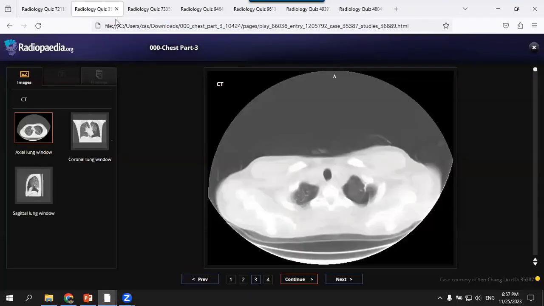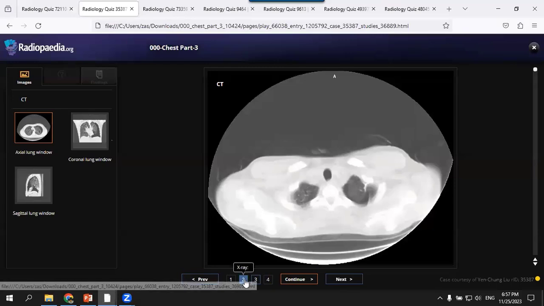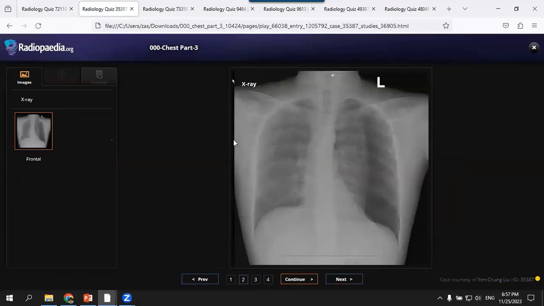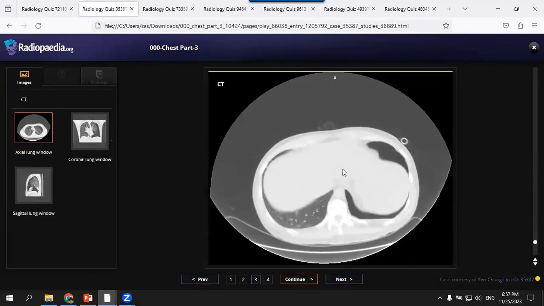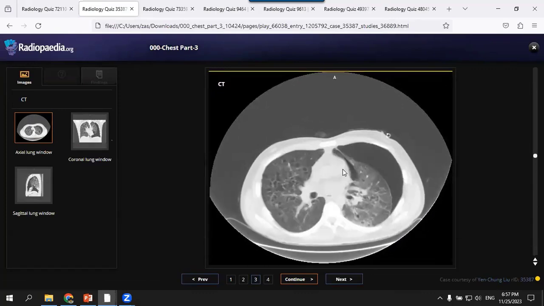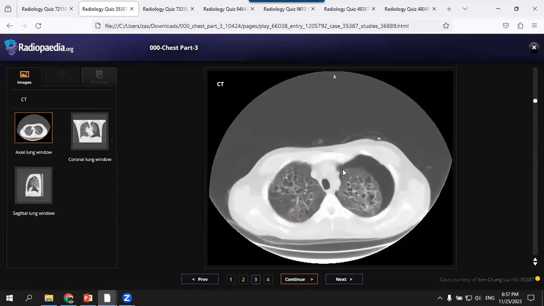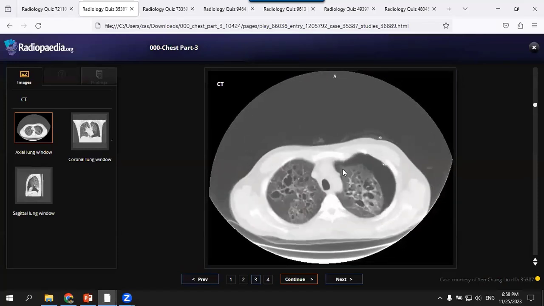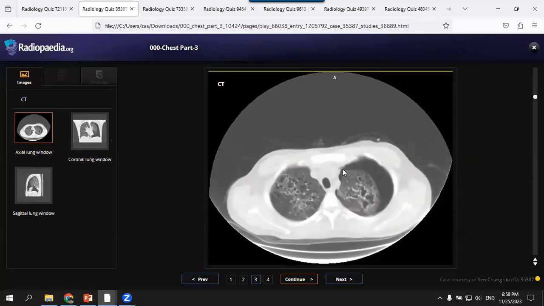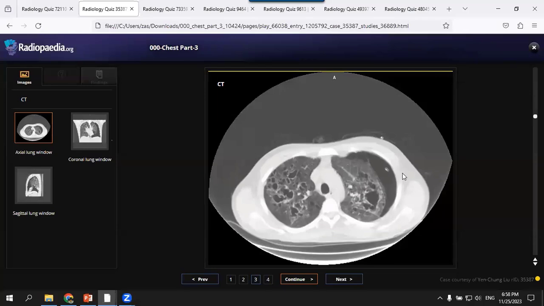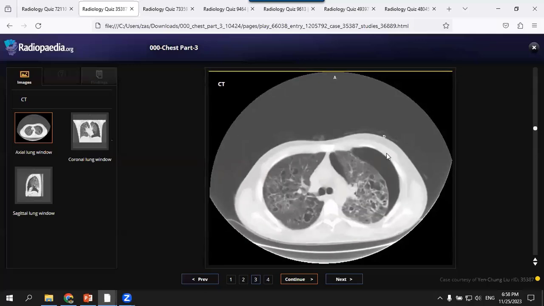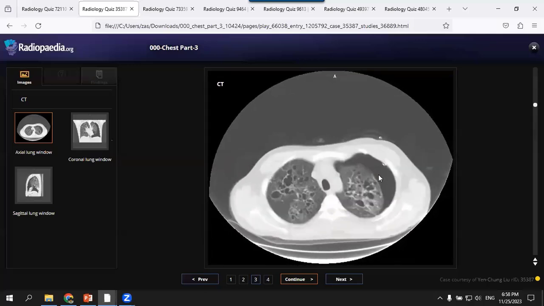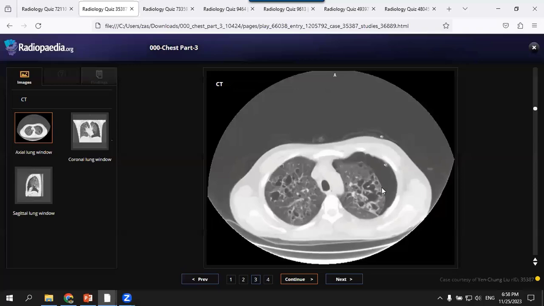The second case for you. The X-ray was very easy, so I never comment on this. So I'm provided with axial CT lung window images of this patient. In this, I noticed that there are multiple cystic lucencies in the bilateral lungs. Apart from that, I also noticed the presence of pneumothorax on the left side, with chest tube seen.